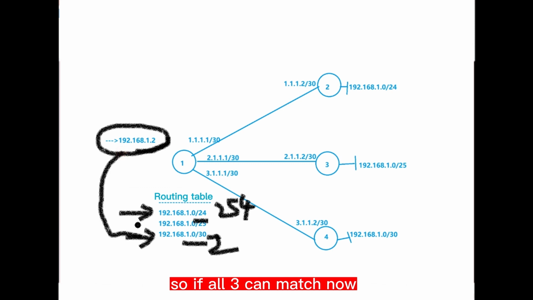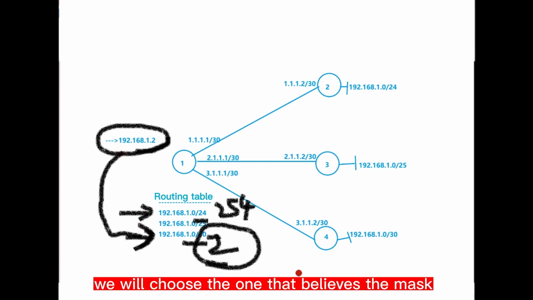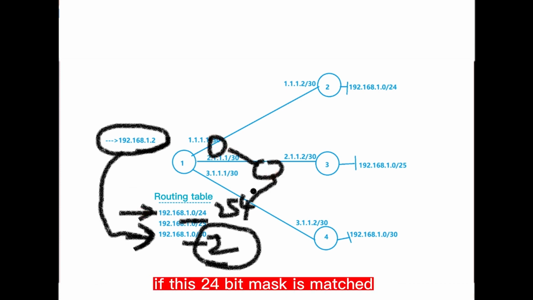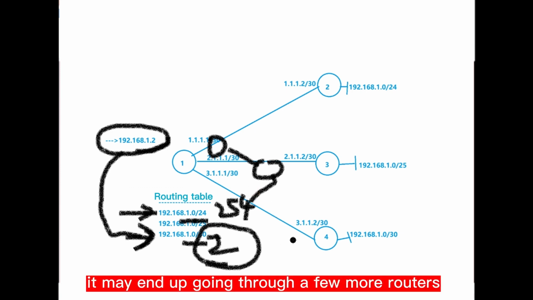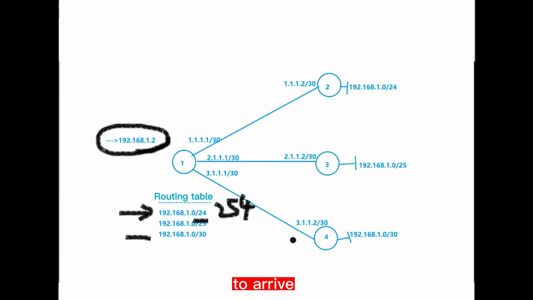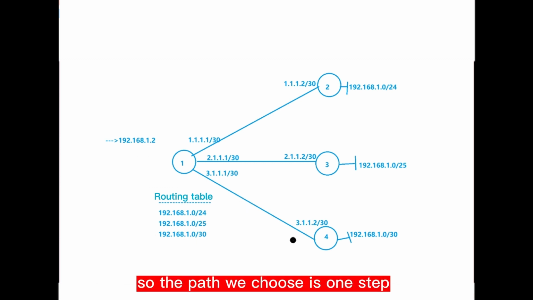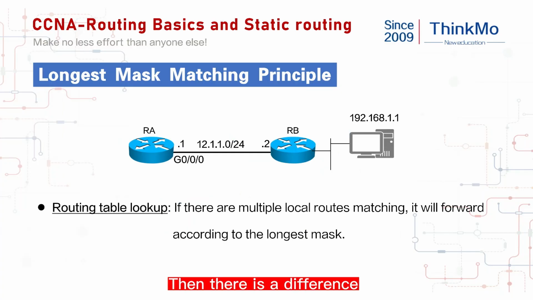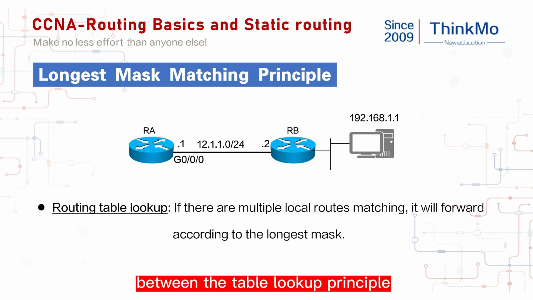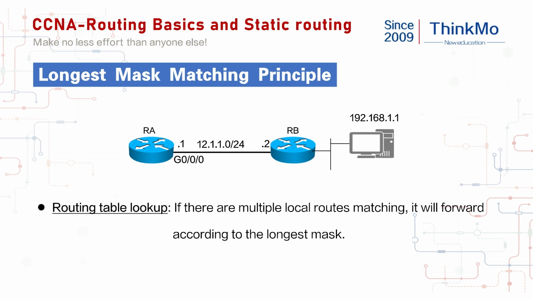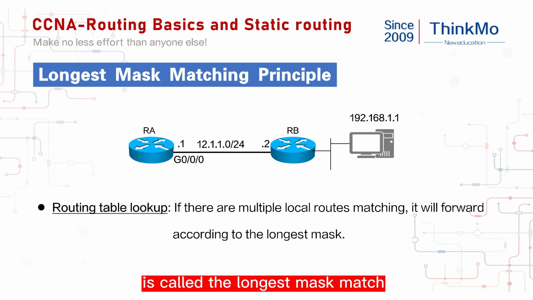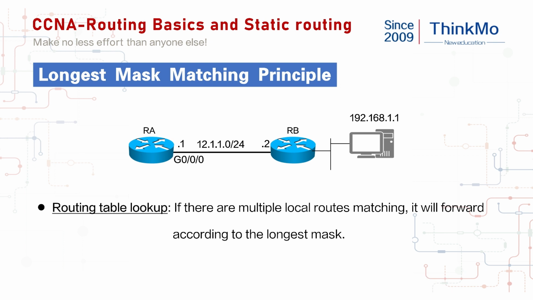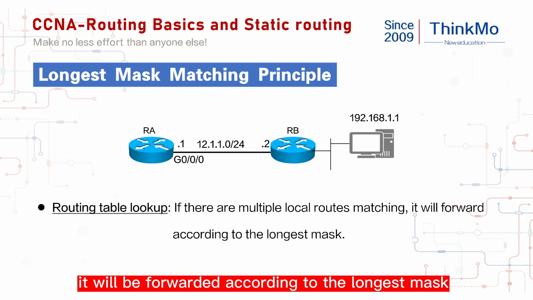So if all three can match now, we will choose the one with the longest mask, because it will be more precise. If the 24-bit mask is matched, it may end up going through a few more routers to arrive. So the path we choose is one step, the most accurate. This is the lookup principle. There is a difference between the table lookup principle and the table addition principle. The table lookup principle is called the longest mask match. That is, if there are multiple matching routes locally, it will be forwarded according to the longest mask.